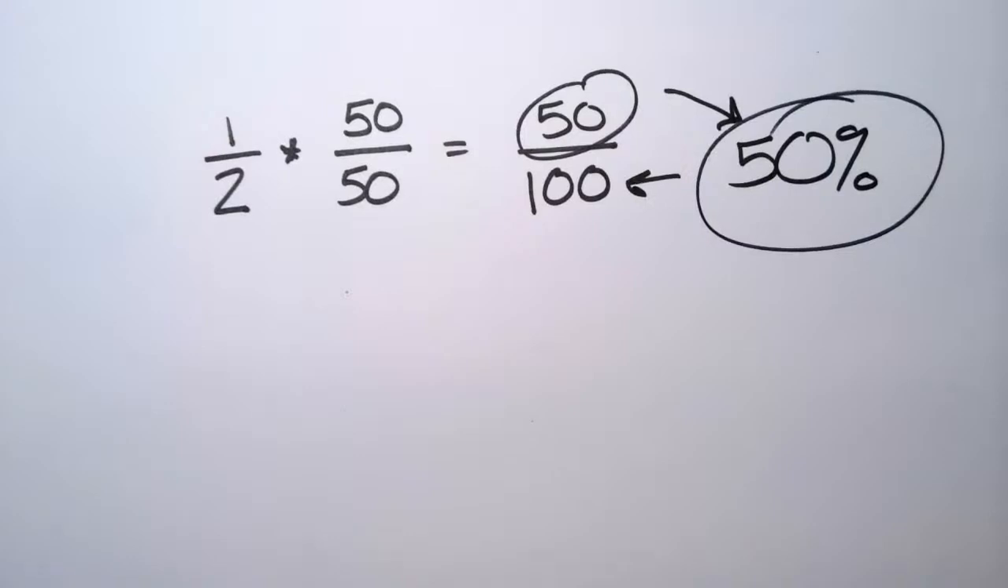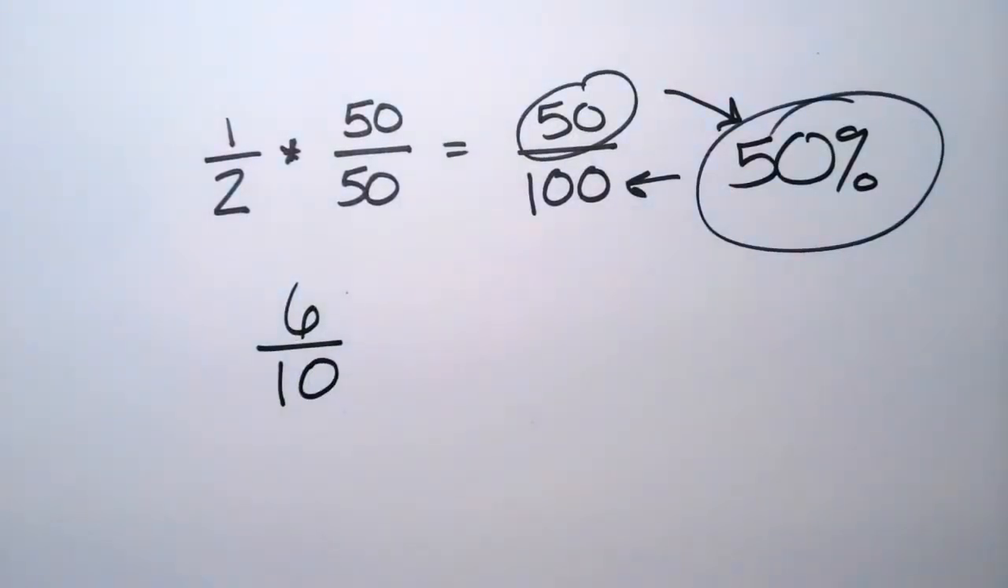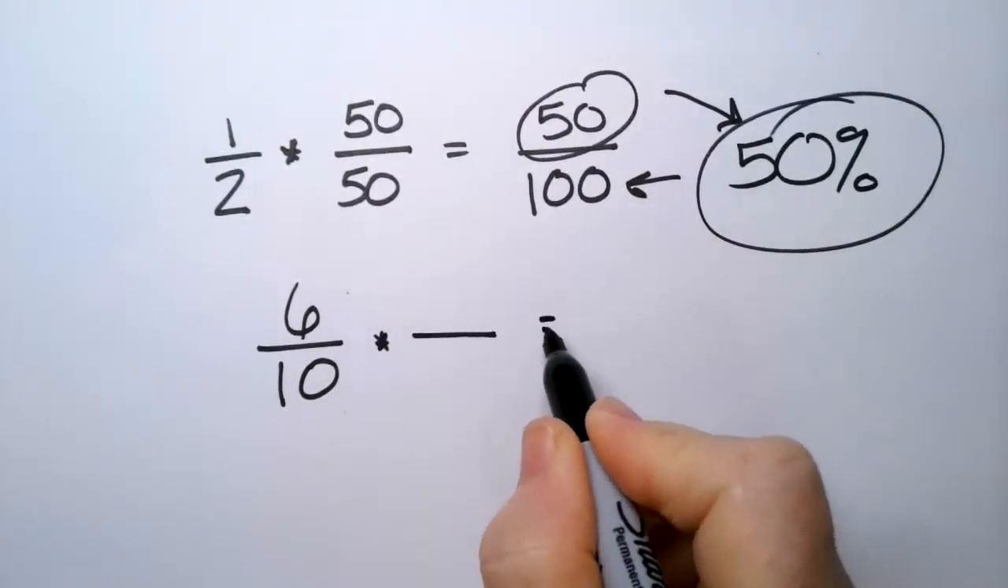Good, okay. So you're kind of seeing how this goes, yes? Okay, so what if I say this, 6/10? What would you do here? Can you give me the percent? Can you do this one? Yeah, you'd scale this up. What would the bottom need to be?